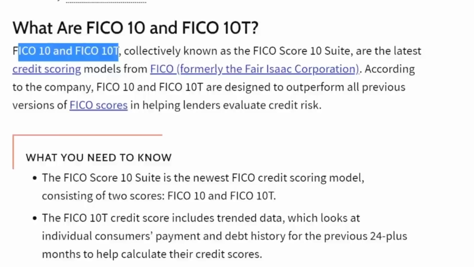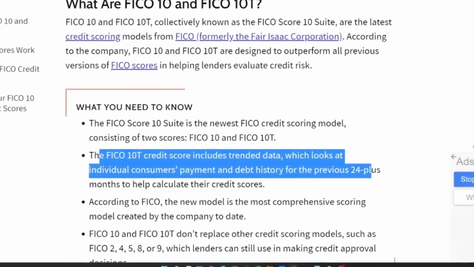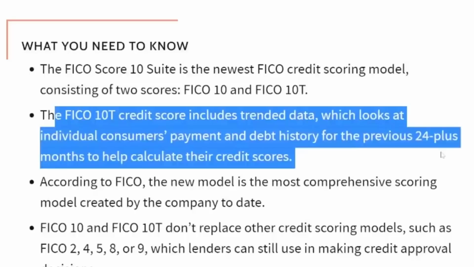Now, the FICO 10T is trended data. So it looks at your previous 24 months and it's a heavier emphasis on your recent credit history. So the FICO 10 trended credit score includes trended data, which looks at individual consumers' payment and debt history for the previous 24 plus months to help calculate their credit score.